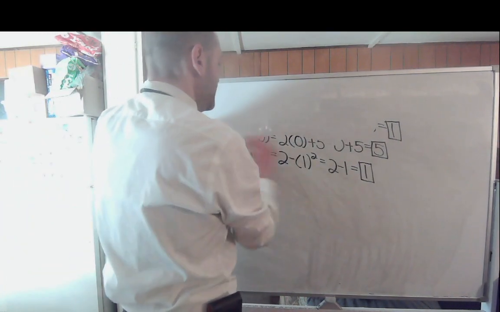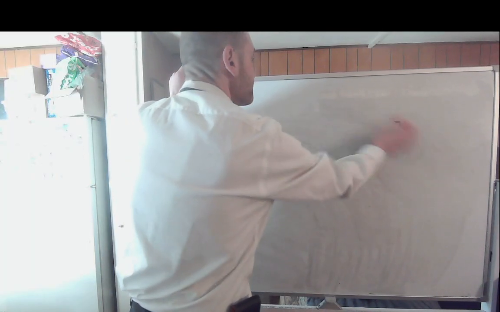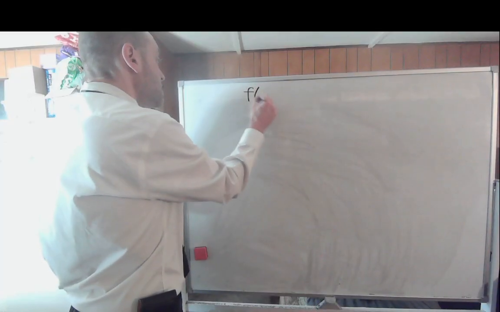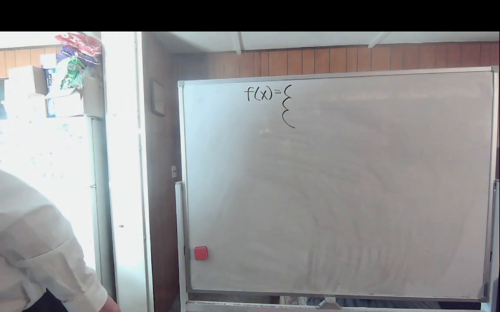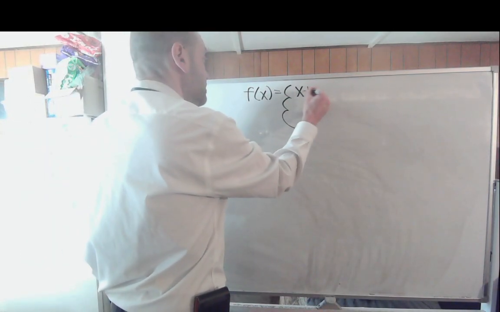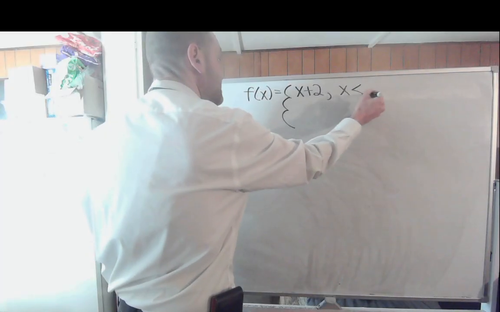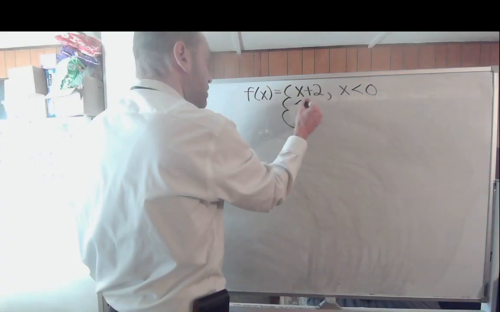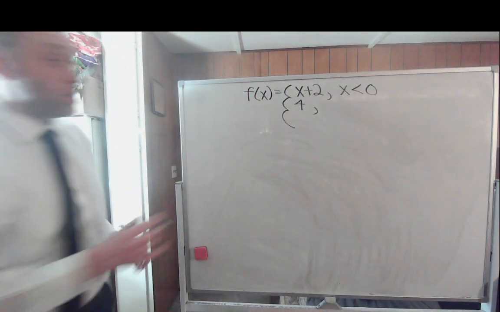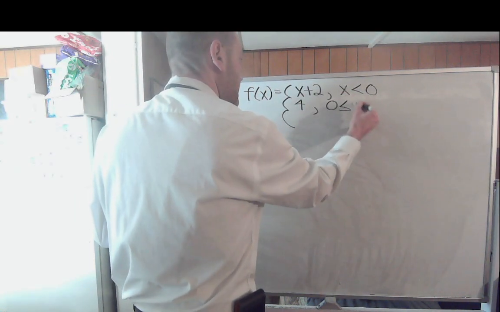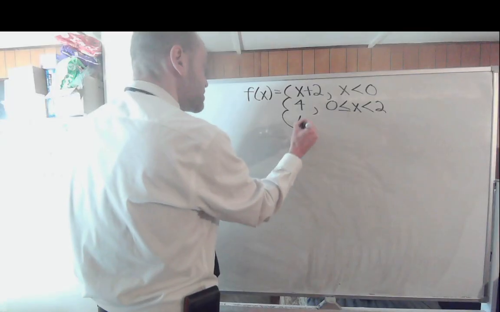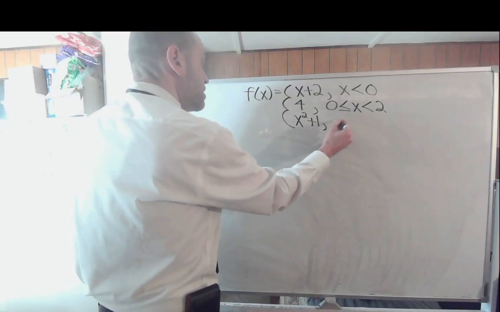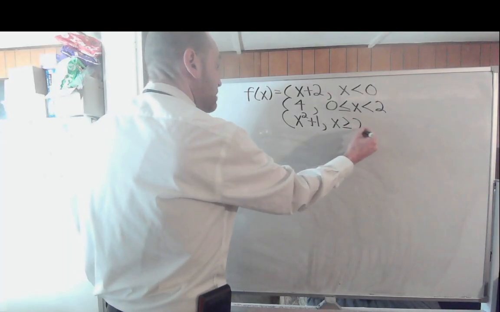Let's do one more piecewise function, and then we'll move on again. F of x equals, we have a 3-piece this time. X plus 2 when x is less than 0, 4 when 0 is less than or equal to x, which is less than 2, or x squared plus 1 when x is greater than or equal to 2.